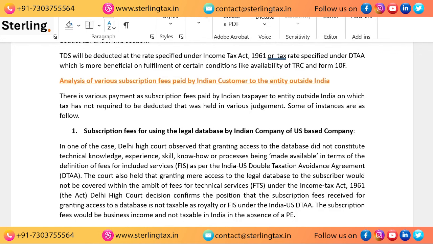When we make any payment outside India, we have to check two things. One is whether there is any provision under the income tax provisions. The other is whether there is any provision in the tax treaty. If the vendor is based in the USA, then we will analyze the US versus India tax treaty. For accessing the database, there is no provision for taxability in India. Hence, we can say no TDS is required to be deducted.